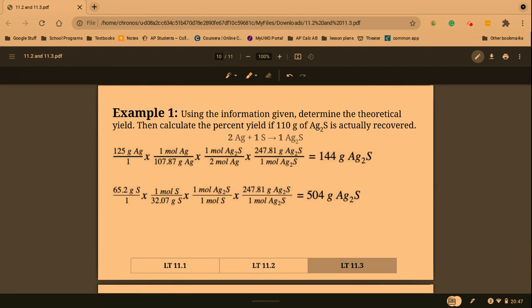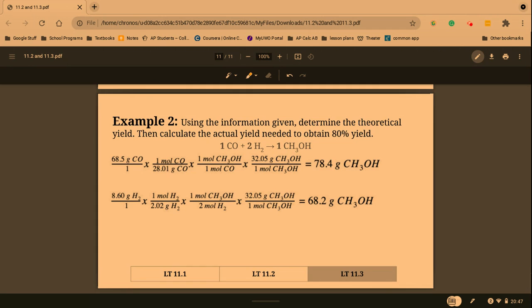And so here, we're going to try and calculate the percent yield if 110 of this is recovered. And so this is giving us 2 different predictions. We take the smaller one because that is the limiting reactant. And so our actual recovery is 110 grams divided by the predicted 144. And then you multiply times 100, and that's going to come out to be 76.39%.